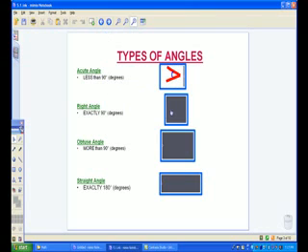A right angle is exactly 90 degrees. It can't be more, can't be less. It has to be exactly 90 degrees. And they always have a square in the corner showing the angle, so you know that it's a right angle.